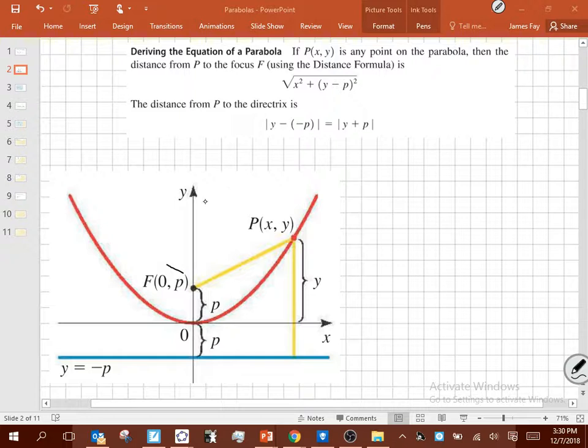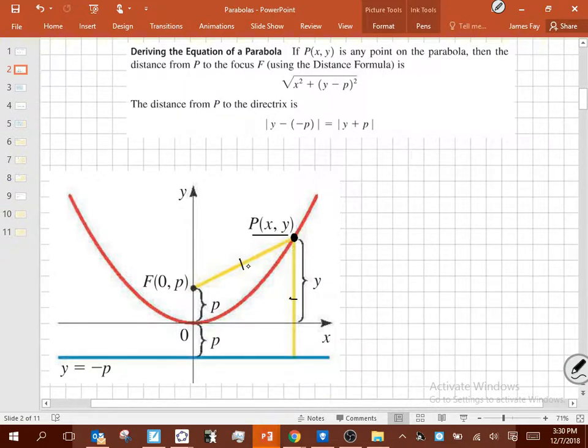Well, we're going to use that definition we just talked about, and the fact that in any parabola, if I have a point on my parabola, if I have this point P on my parabola, then the distance from point P to my focus should be the same as the distance from point P to my directrix. So those yellow distances need to be the same.